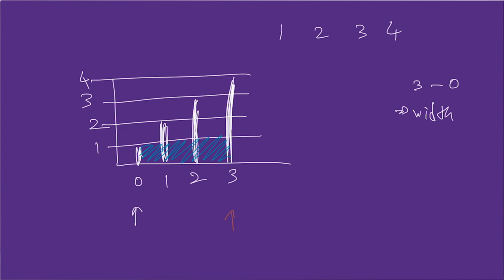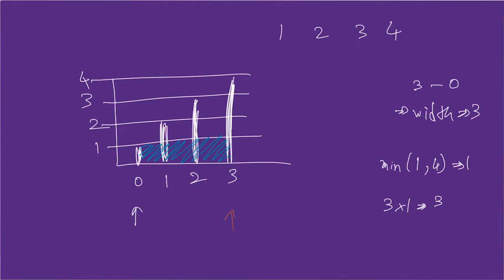And then we have the height of the container in this case, which is the minimum of the two lines, which will be min of 1 or 4, which becomes 1. And in this case, the width was 3. So the answer becomes 3 times 1, which is width times the height, which is 3 units. Now in this case, what can we do?